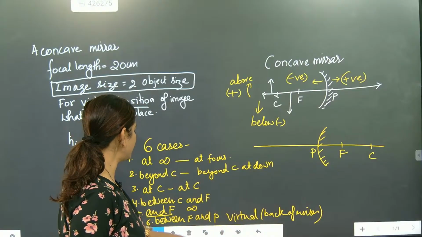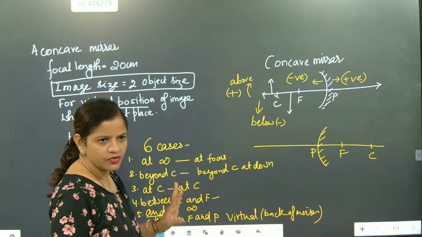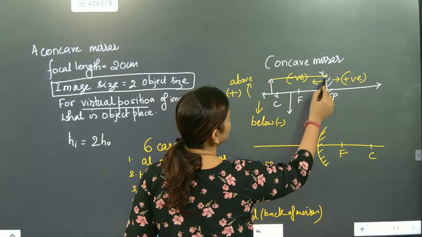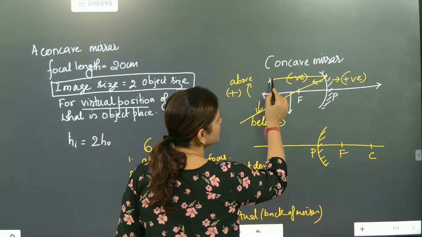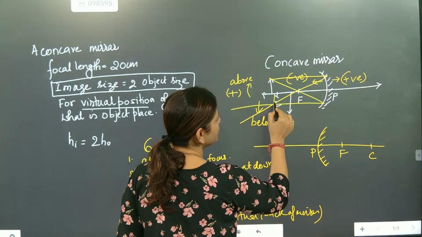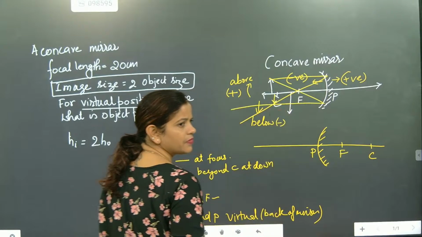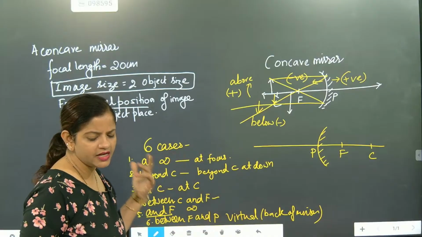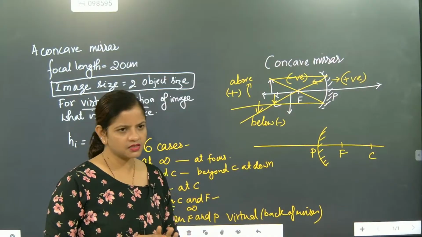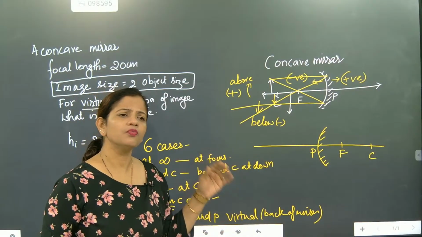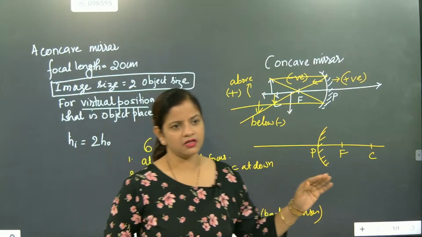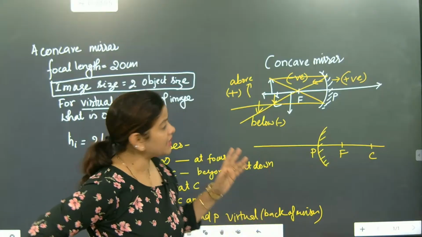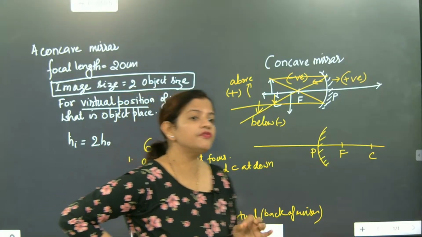So these are certain cases you will see between C and F. If an object is kept between C and F, it will come like this. Understand? The second one will come like this. It will come inside C and F. Correct? So as the object starts coming near, the size will get enlarged. Got it? Magnification: the more we go near the mirror, the magnification will increase. Understood?